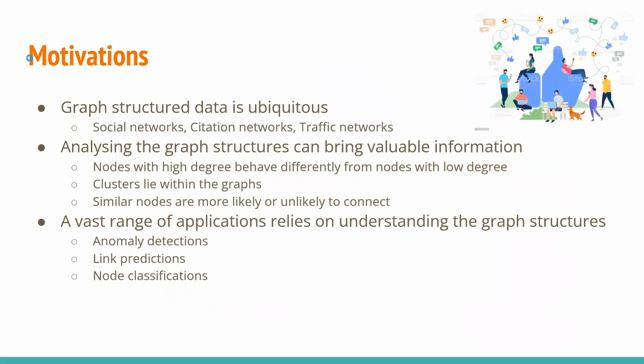As you can see, graph structured data are very common in real life, and it can be very beneficial to analyze those graph structures because they usually have some inherent features. For example, nodes usually form clusters, and nodes with distinct degrees tend to behave differently. Besides, nodes with similar features are more likely or unlikely to connect to each other. More importantly, by understanding those data, we can apply them to link predictions, anomaly detections, and many other tasks.